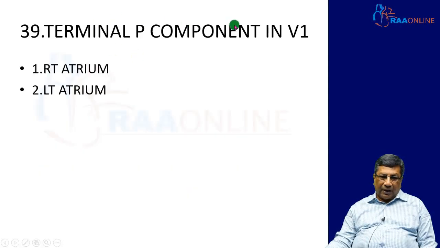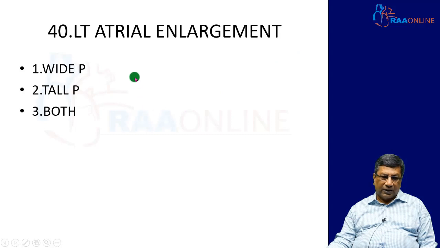So the terminal P component in V1, I'm asking you, is it due to the right atrium or the left atrium? I told you the last atrium to be activated is the left atrium. So the terminal P force in V1 is constituted by the left atrium, because the left atrial depolarization is going to go away from V1. Because the left atrium is a left and posterior structure, and V1 is a right and anterior structure. So that's why the terminal P means left atrial depolarization.